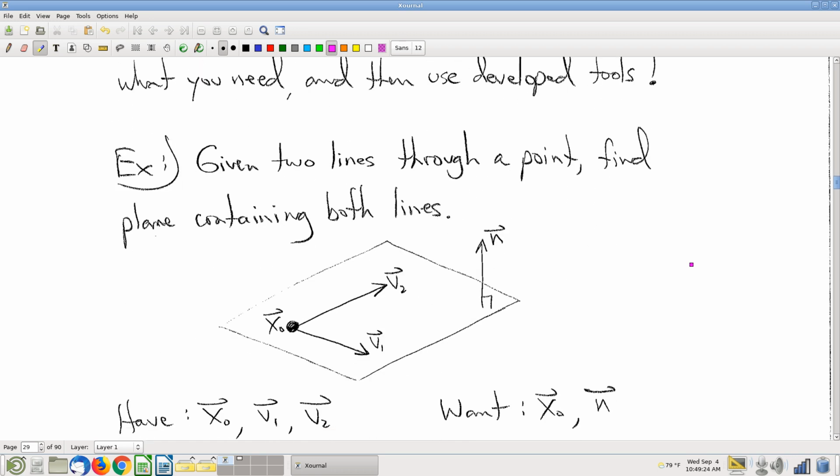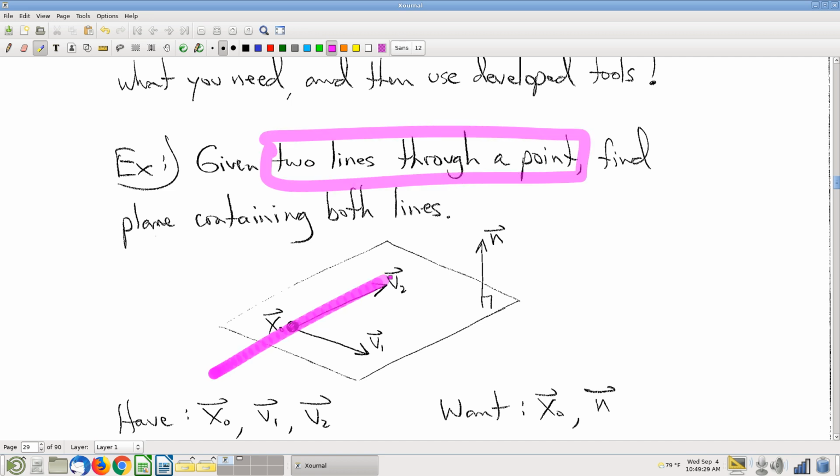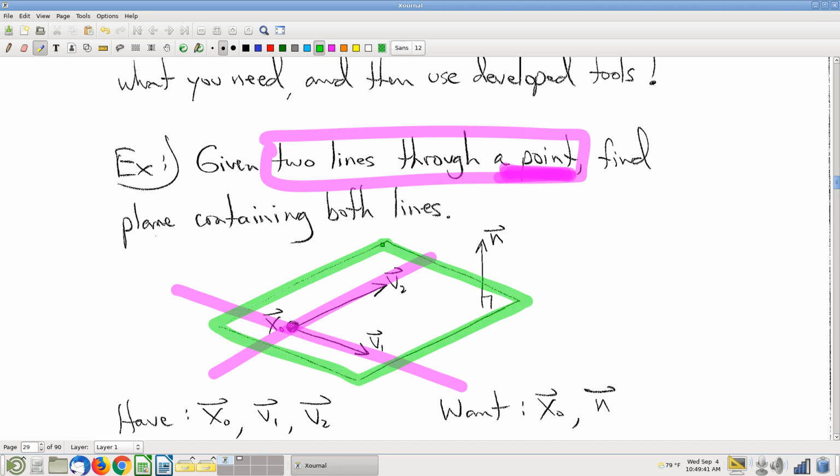So, for example, suppose I give you two lines through a point. Specifically, these are two lines through the same single point. And suppose I want you to find the plane that contains both of those lines. Geometrically, if you have two lines going through the same point, as long as the lines aren't the same line, there's going to be a unique plane that goes through both of them. How do we find that plane?